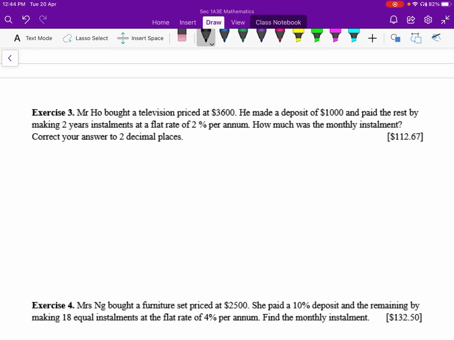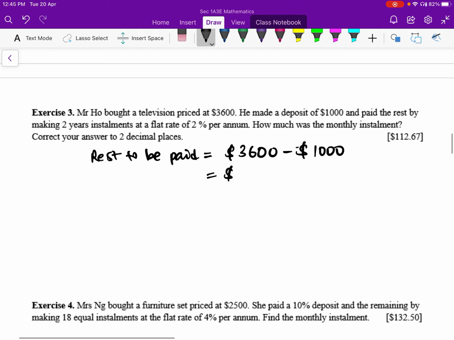Okay, so let us determine how much he still needs to pay. Okay, so he still needs to pay 2,600. Rest to be paid is our 3,600 minus 1,000. Okay, now he needs to make 2 years installment, 2% per annum.